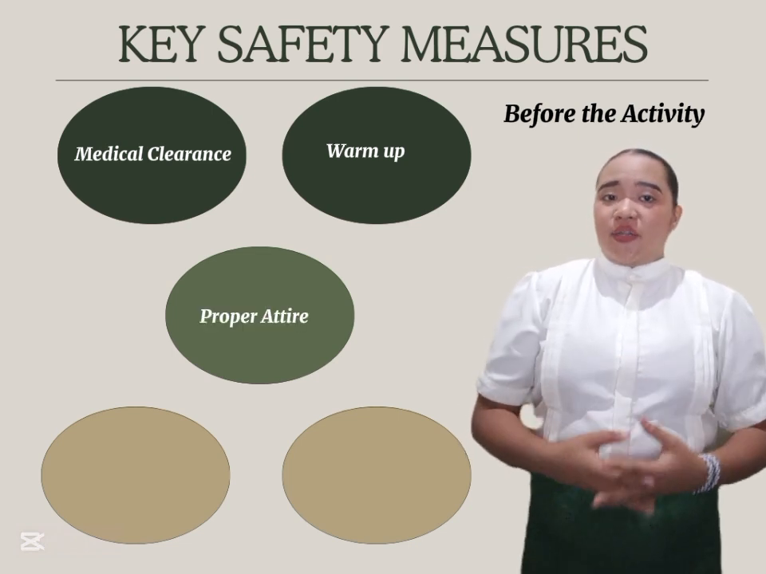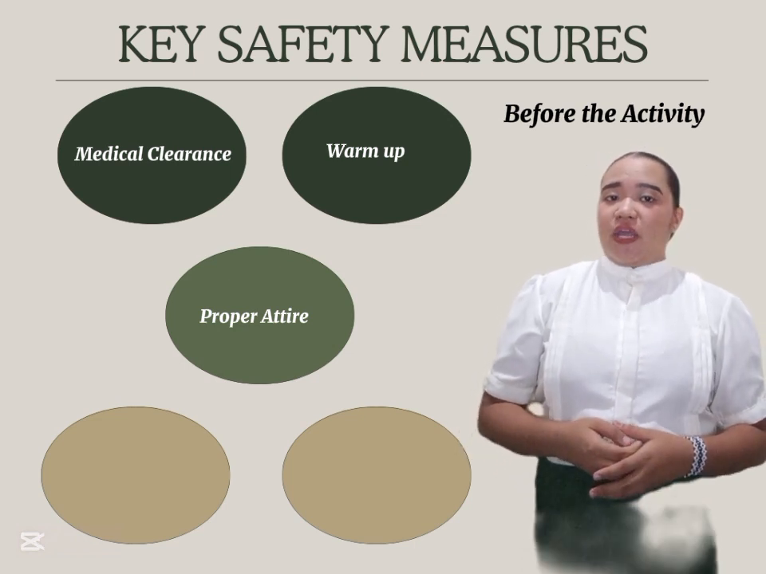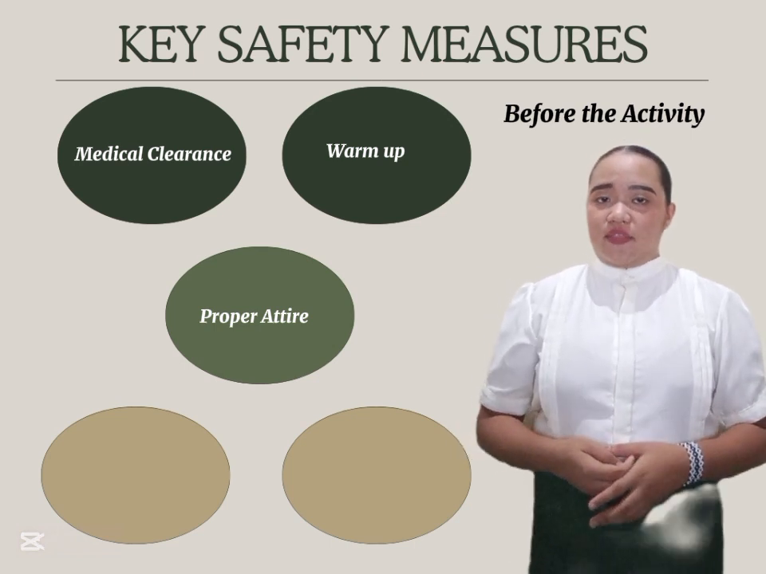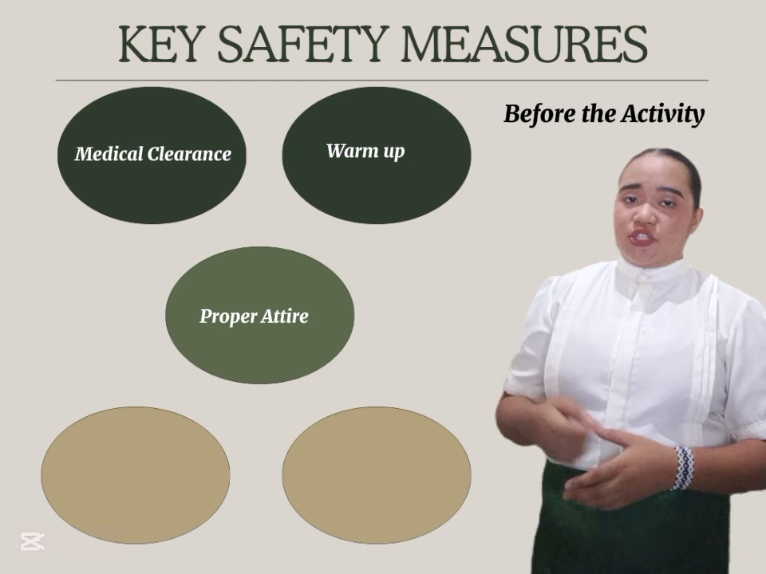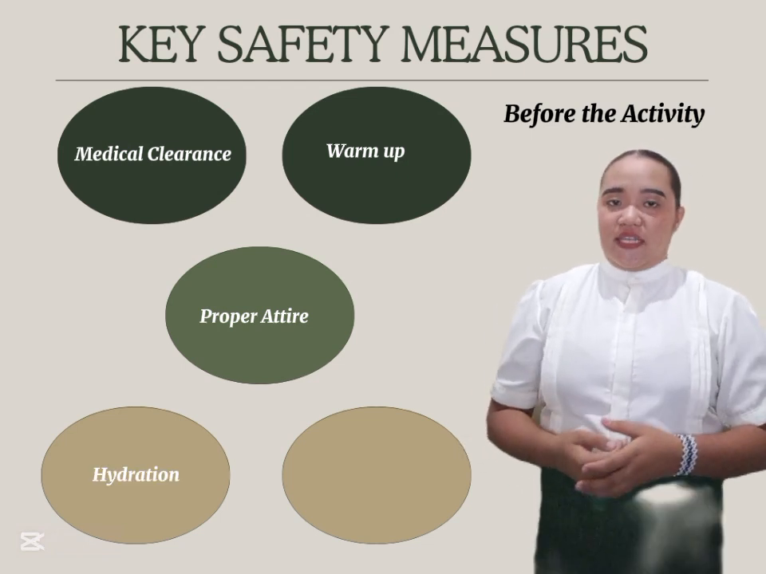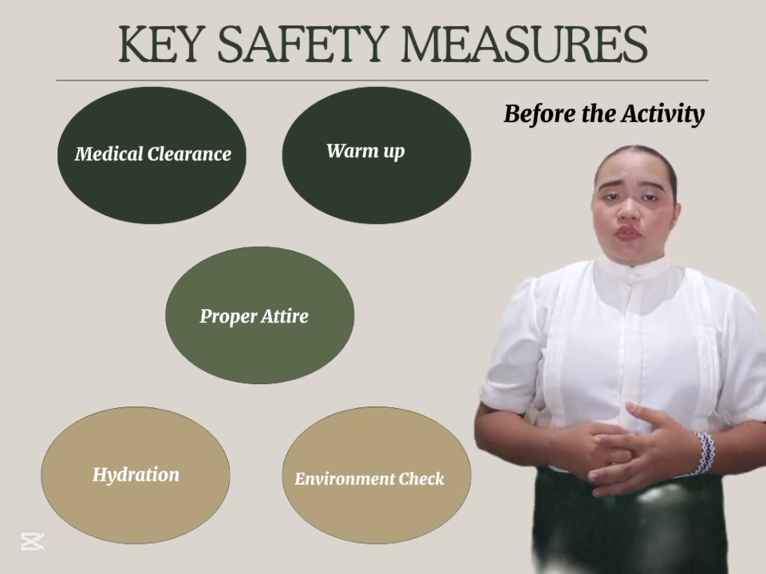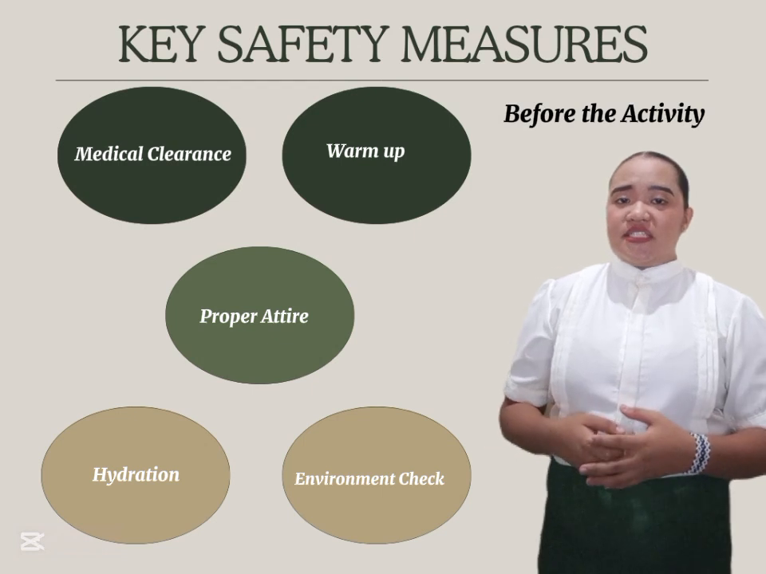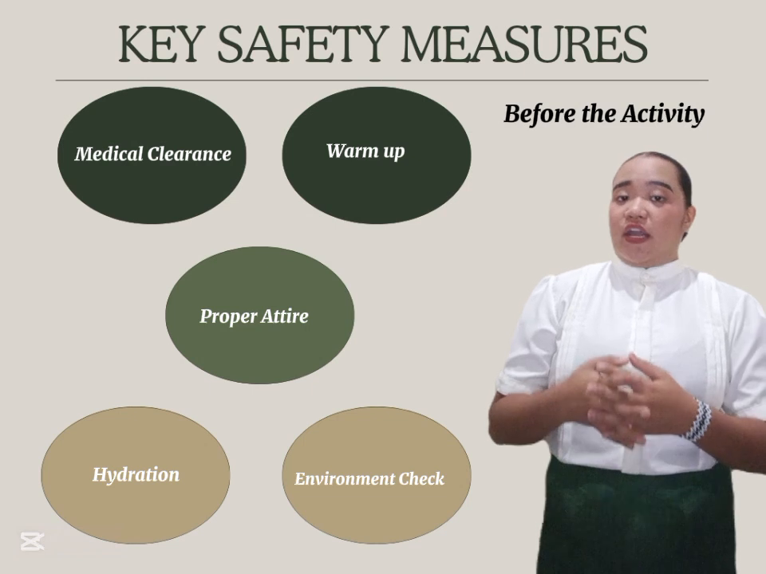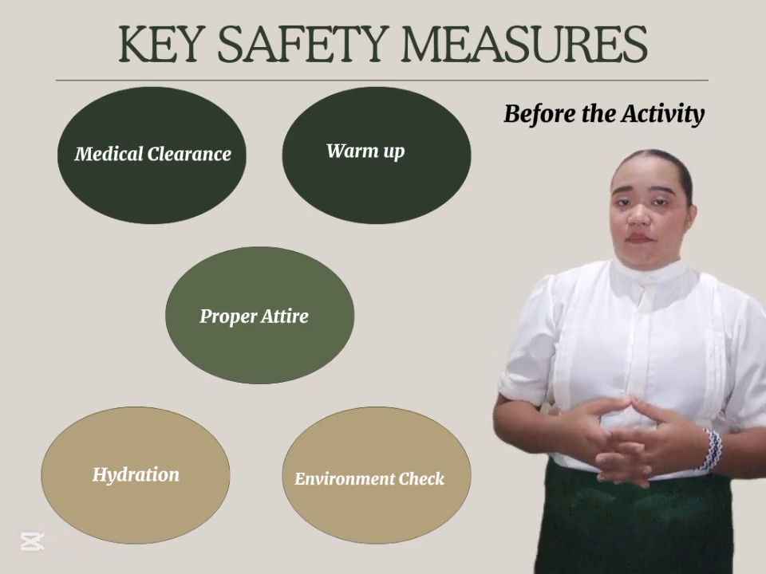Wear comfortable, breathable clothing appropriate for the weather. Invest in proper athletic shoes that provide good support and cushioning for your specific activity. Next one is hydration. Drink plenty of water before, during, and after your activity. And the last one is the environment check. If exercising outdoors, be aware of your surroundings, check weather conditions, choose well-lit, safe paths or areas, and inform someone of your route and expected return time.